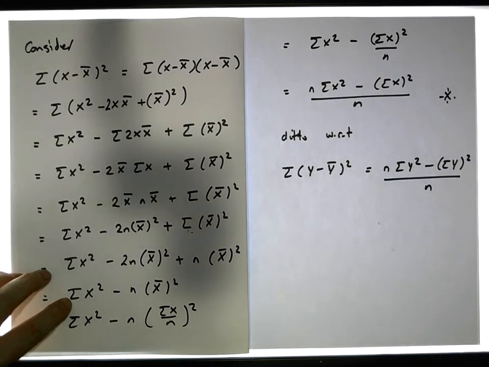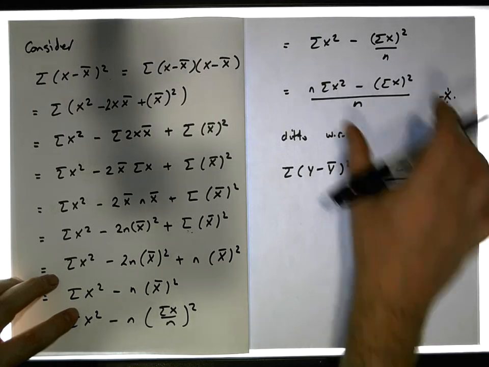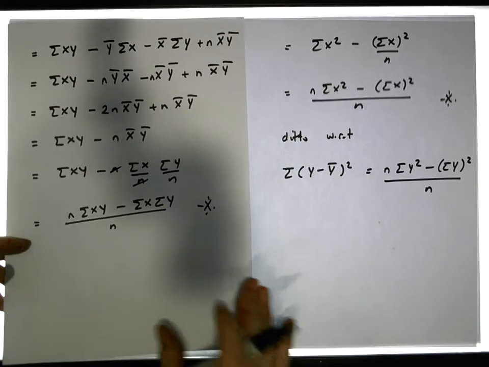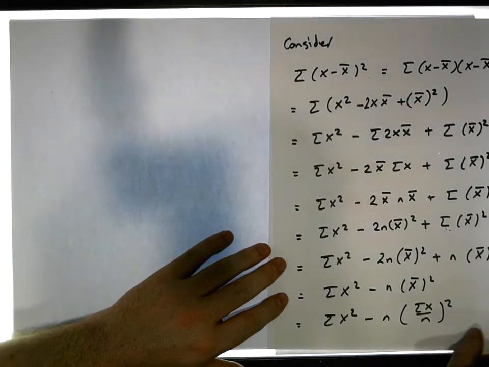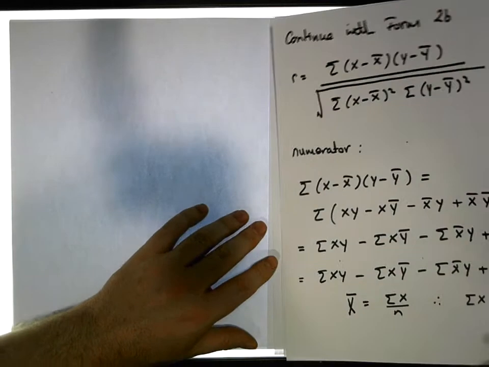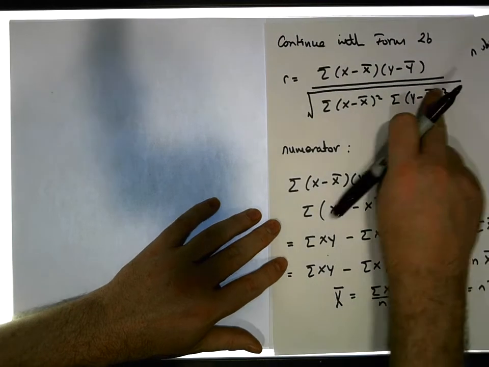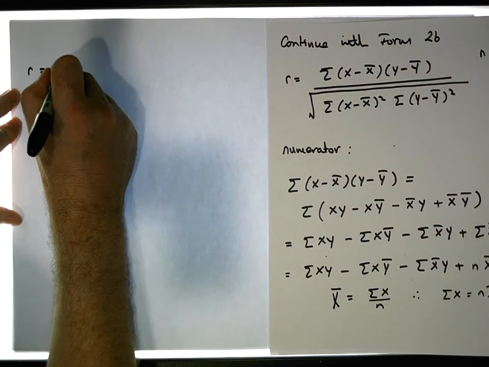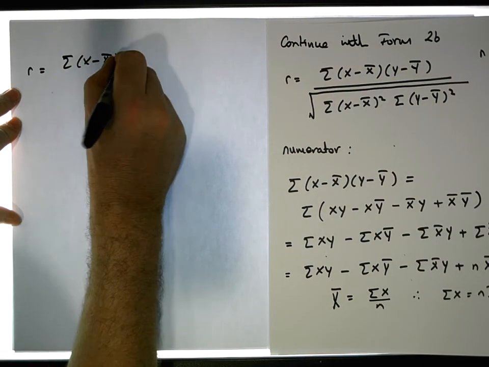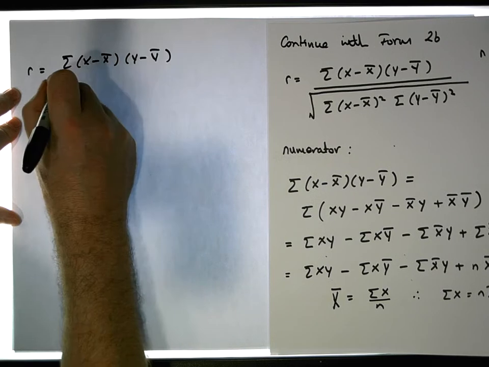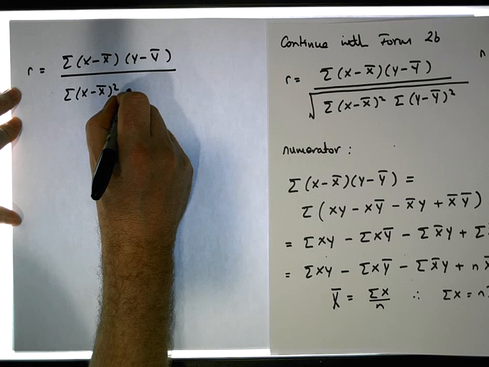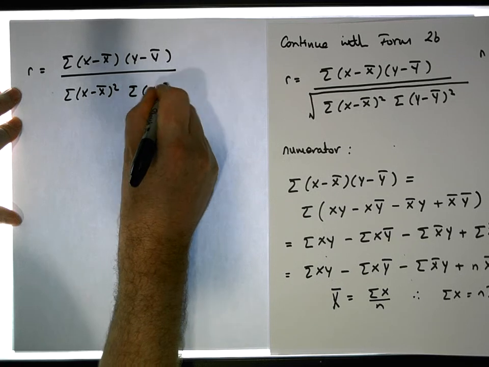So now we take our three pieces, this, and our previous piece here, and we put them back into our formula. So don't forget where we started. Here's where we started. Here's our formula. So we have r is equal to the sum of the x minus the x bars times the y minus the y bars, all over the sum of the x minus the x bars squared times the sum of the y minus the y bars squared, and it's the square root of that.